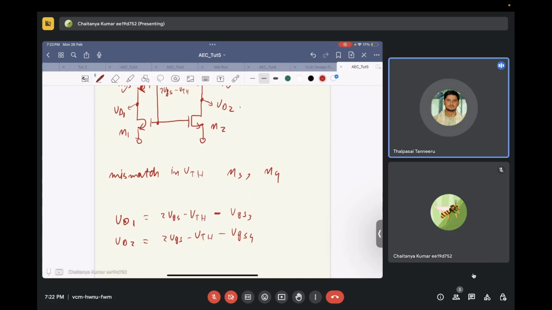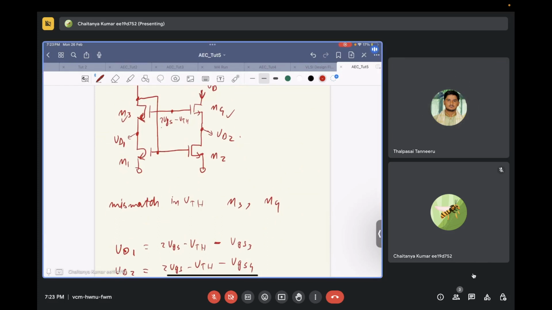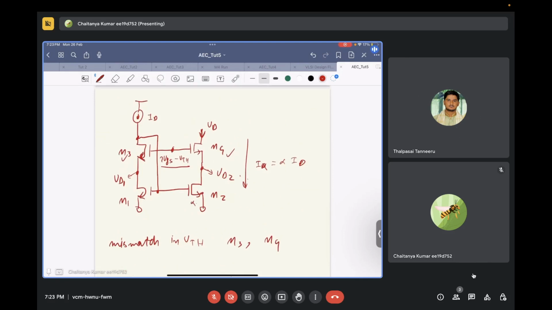Yes, sir, VD2 should be VGS minus VTH only, right? No, no, this is 2 VGS minus VTH. The gate is connected at that, and let's assume that the nominal current flowing through this is still alpha times ID. If this was alpha W by L and this was alpha W by L, the nominal current is still alpha times ID. We need to see how much deviation from this nominal current happens.